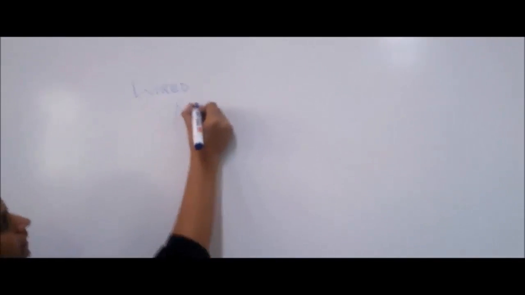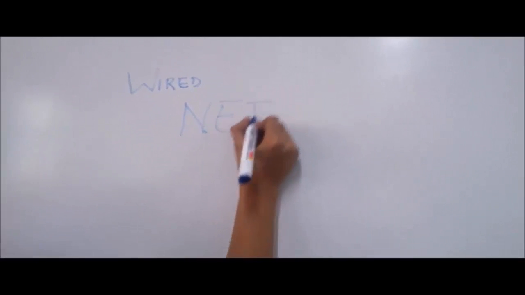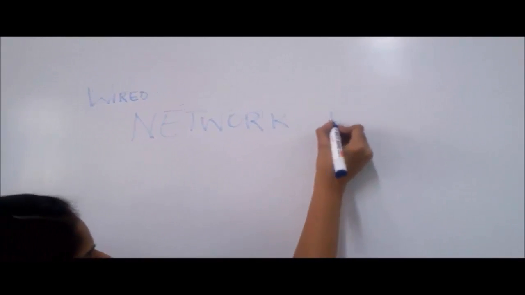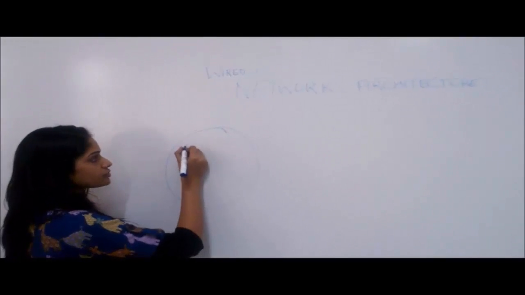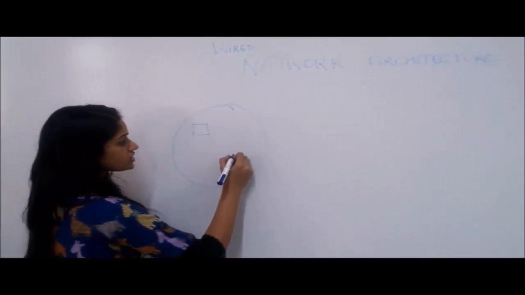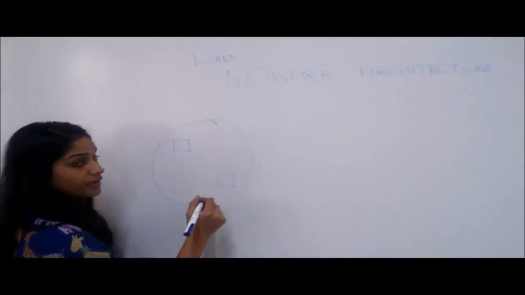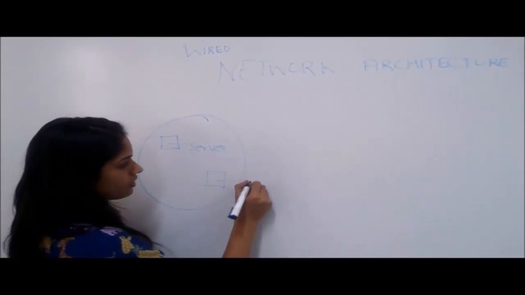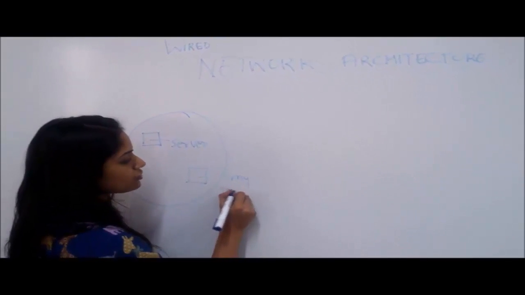Wired network architecture. This is the flow and this is the server in which my data is stored, and I have to reach this, store this here in my computer. The signal transmission takes place through a protocol.